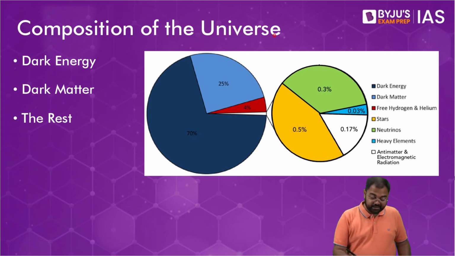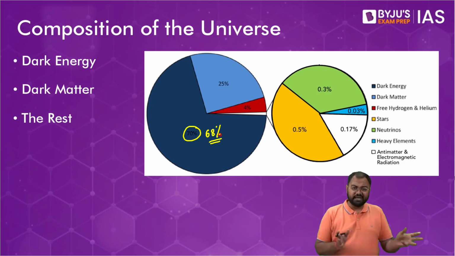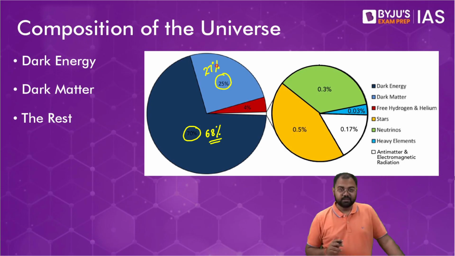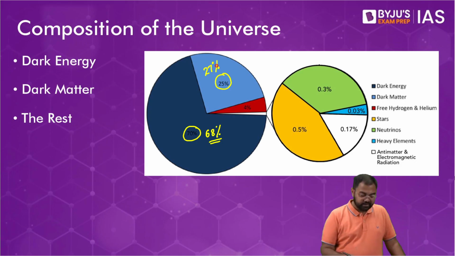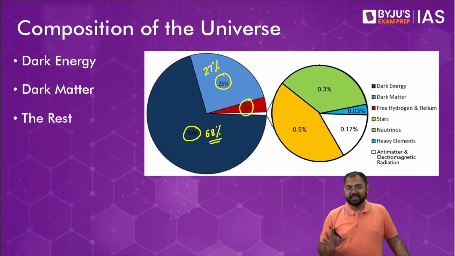So dark energy, we are saying that almost 70%, 68% to be exact. So almost 70% of the universe is nothing but dark energy. Almost 25%, 27% to be exact, is nothing but dark matter, and then the rest has 5%.